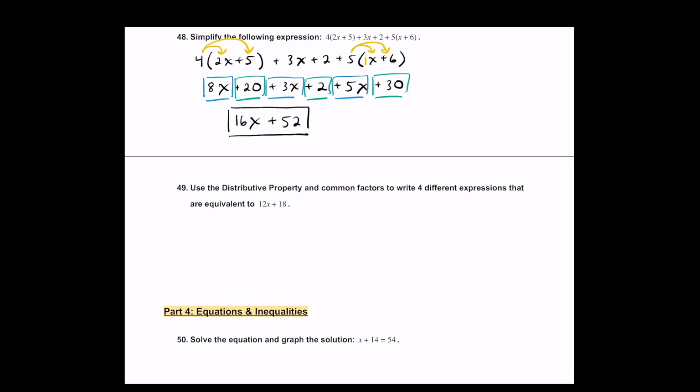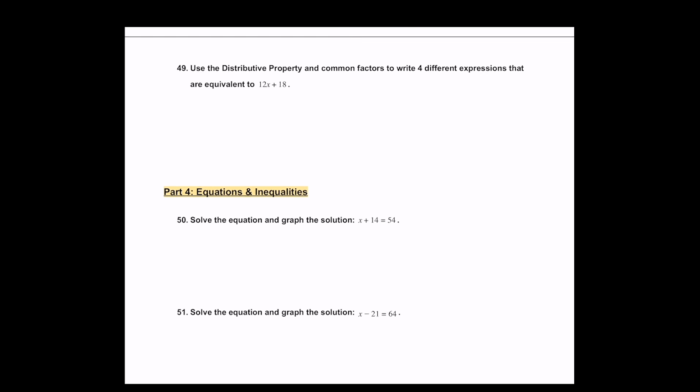Okay, so if we were hypothetically given a value for x, I'd rather plug it in here than plugging it into the original expression that we had. All right, so moving on and applying what we've learned in the past for combining with the distributive property, let's use some common factors. You should be thinking common factors, thinking GCF right now. And then we have to write 4 different expressions.